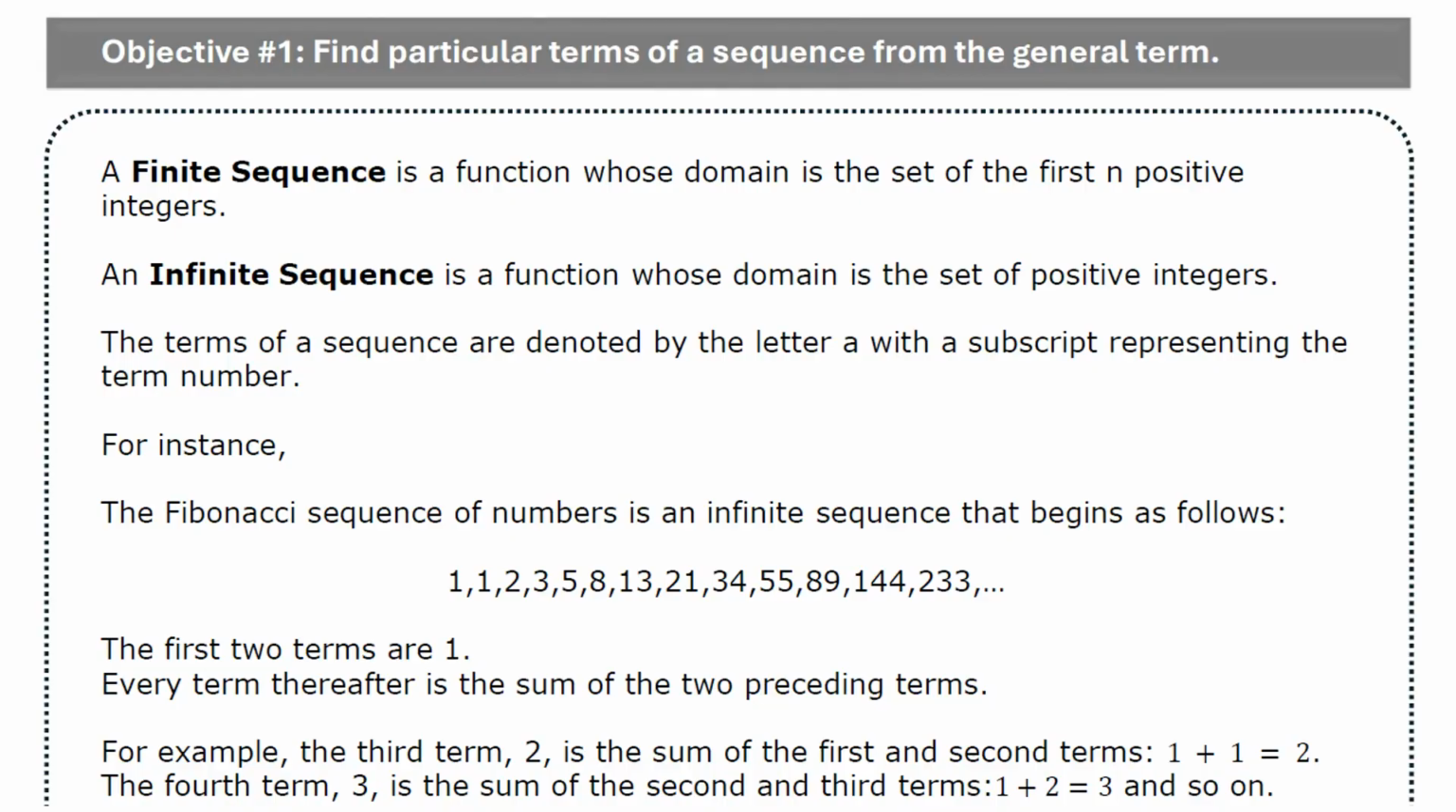The first two terms are 1. Every term thereafter is the sum of the two preceding terms. For example, the third term 2 is the sum of the first and second terms. 1 plus 1 equals 2. The fourth term 3 is the sum of the second and third terms. 1 plus 2 equals 3, and so on.